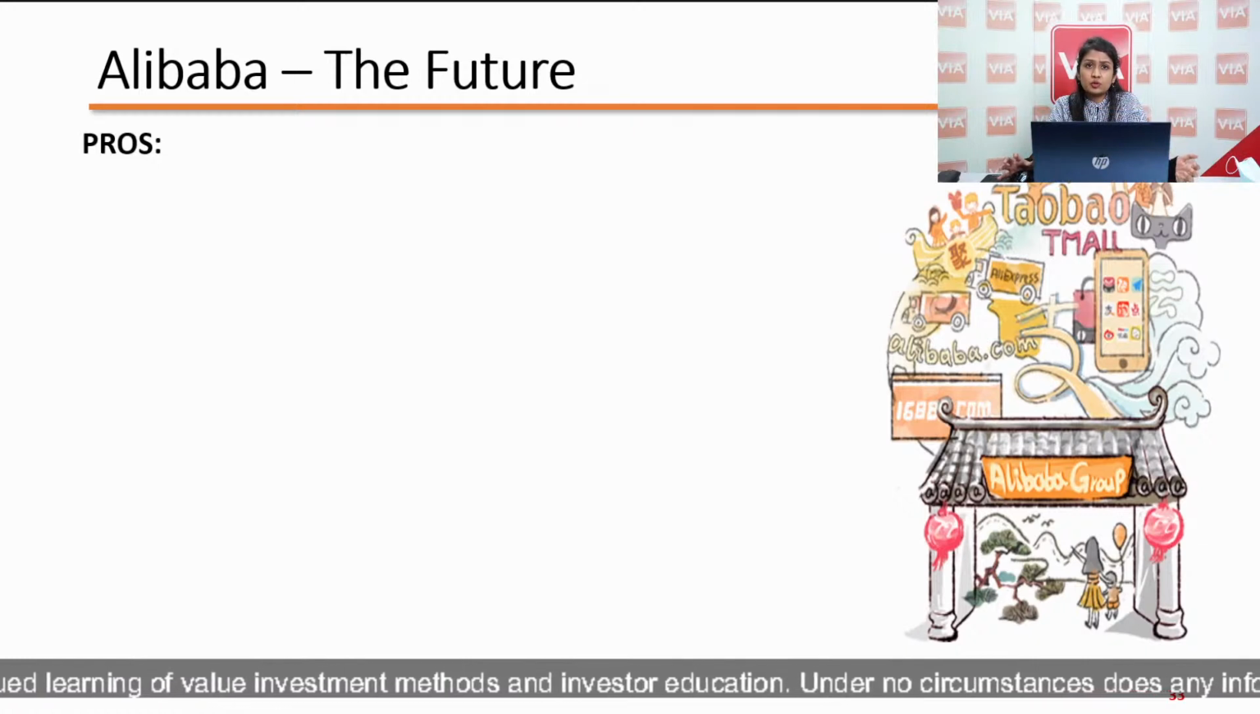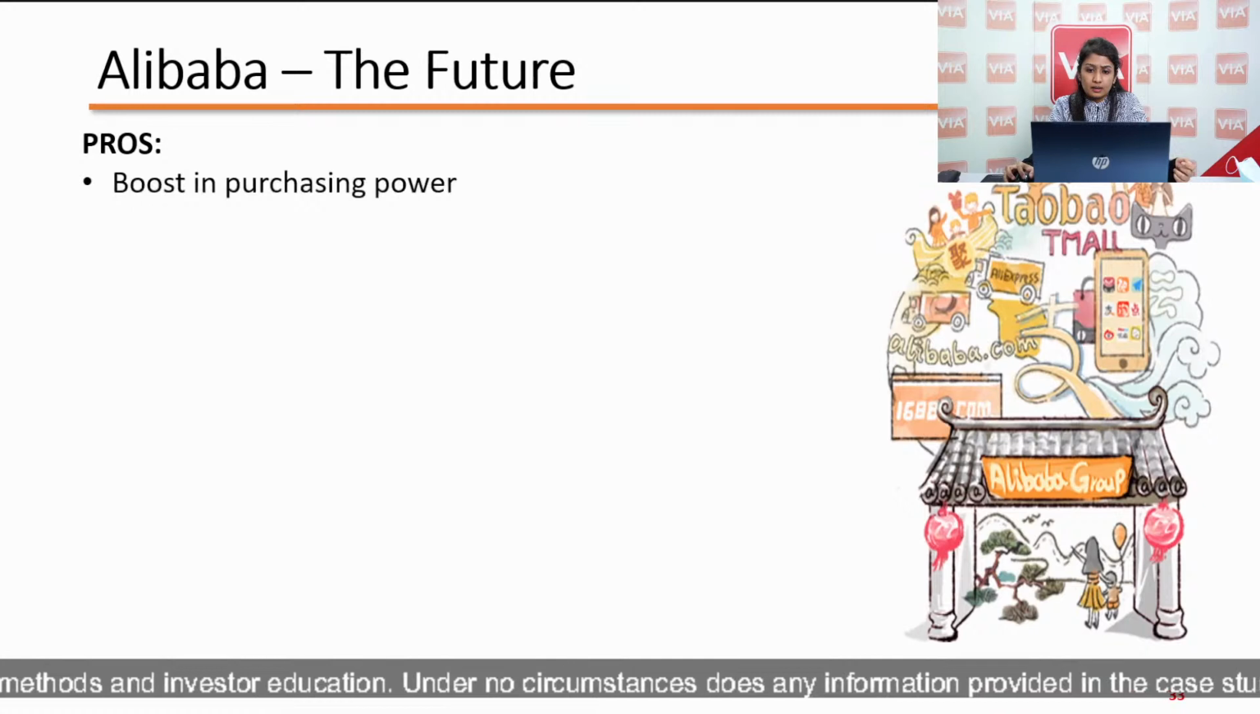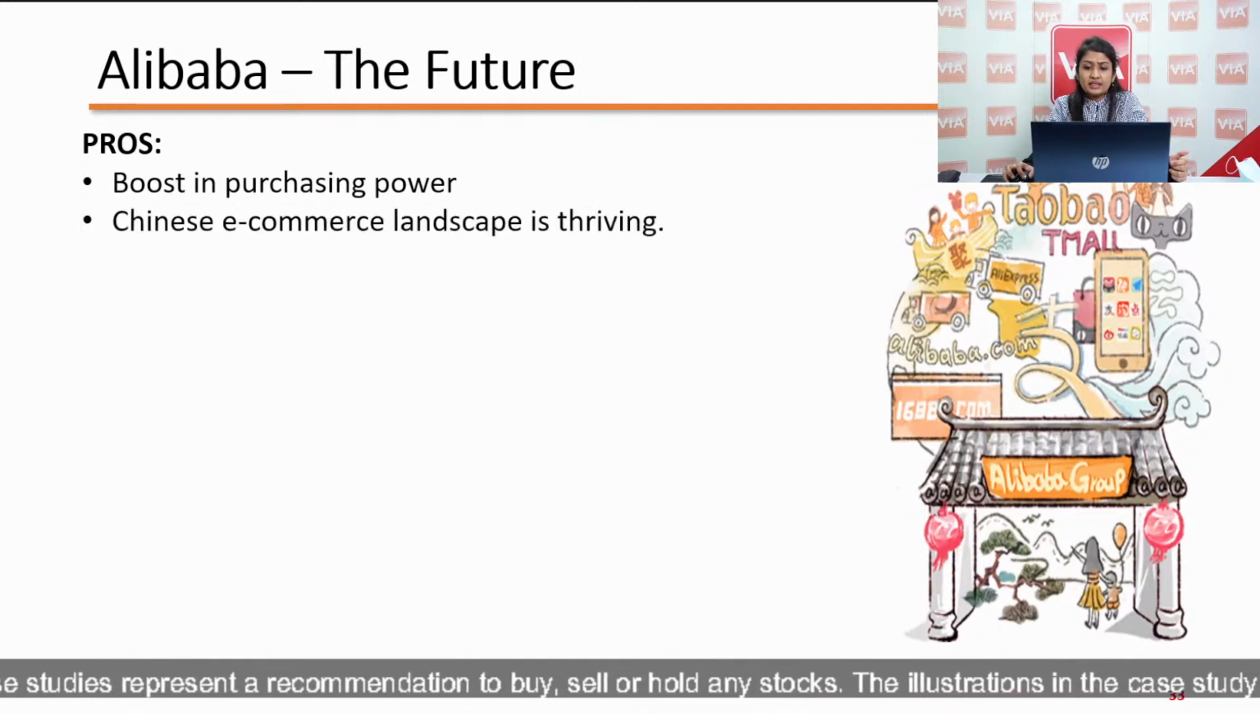And so now let me talk about the pros, some of the good points that work in favor of Alibaba. The CCP's vision to redistribute wealth to the masses should boost the purchasing power of the people in the long run, and that should boost the revenues of Alibaba. The Chinese e-commerce landscape is thriving. Alibaba will benefit from the growth of China's consumption economy, which is benefited from the acceleration of digitalization in all aspects of life and work.